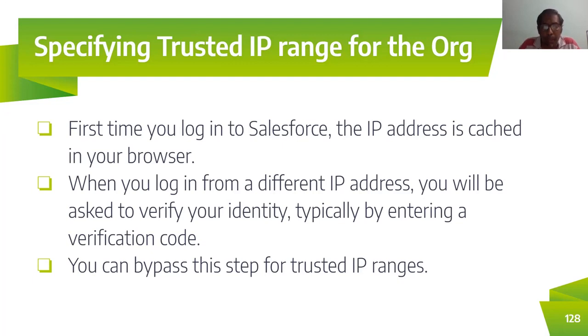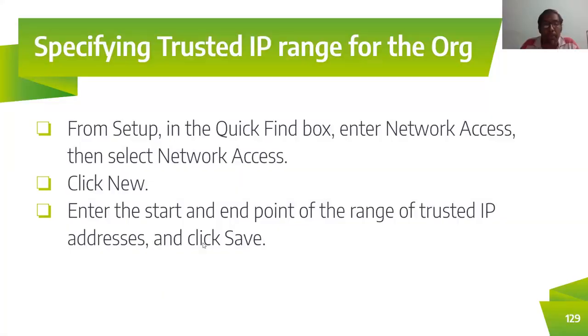For this, you can bypass. How can you bypass? You have to enter some trusted IP range, right? Or else if these things are not there, then in the org I have to go and enter the trusted IP range. Now let me see how to enter the trusted IP range. From Setup, go to the quick find box, enter network access, select network access and click on new. Then enter the start and end point of the range of the trusted IP address and click save.